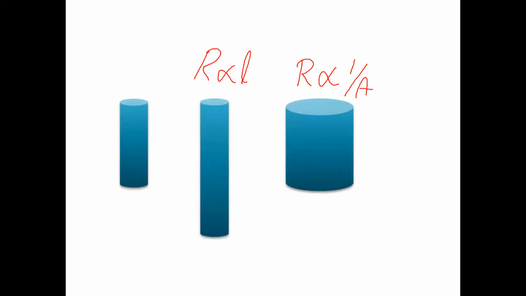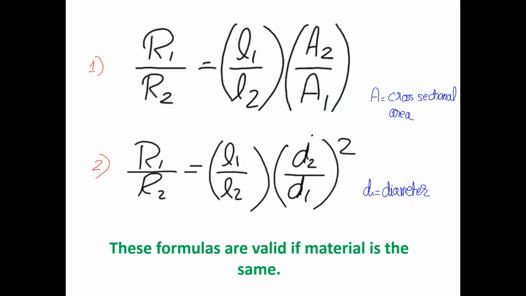Now see the formula. This is the first formula. R1 upon R2 is equal to L1 upon L2, A2 upon A1. R1 upon R2 is equal to L1 upon L2 and D2 upon D1, where D is the diameter. These formulas are valid when the material is the same. If it is copper, it remains copper, you change the length. If it is aluminum, it remains aluminum, you can change the cross-sectional area. So you have to copy these two formulas.